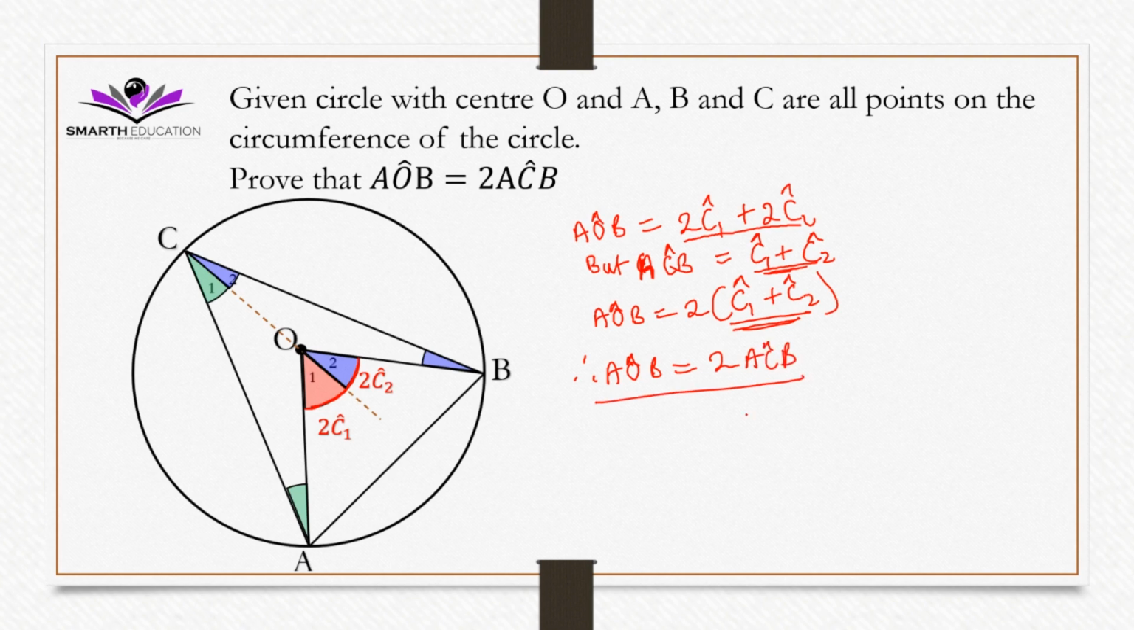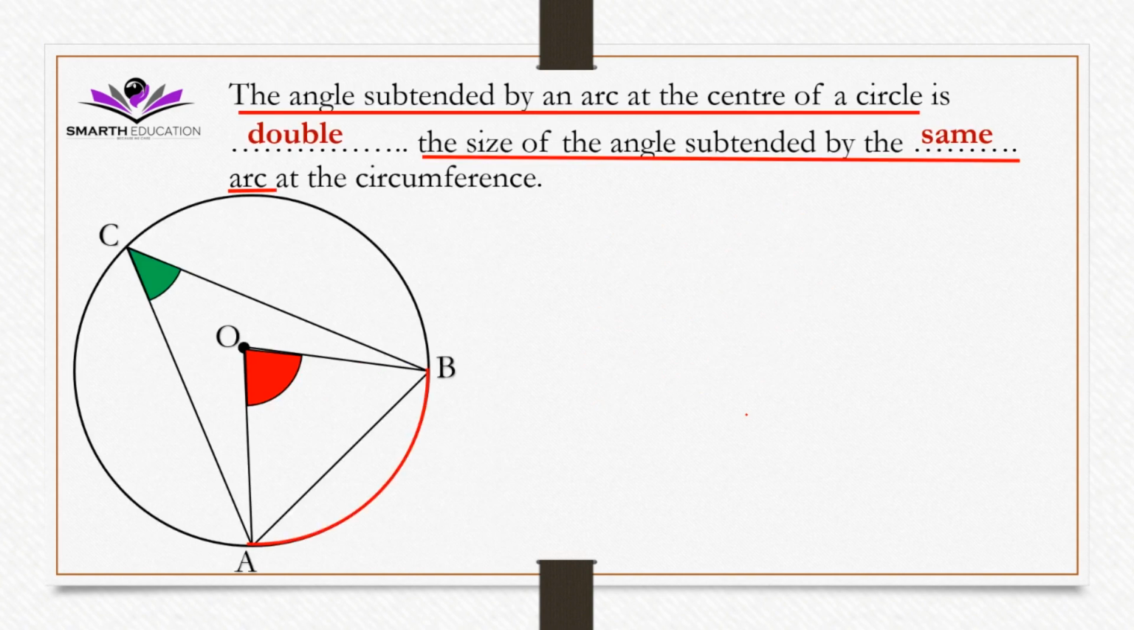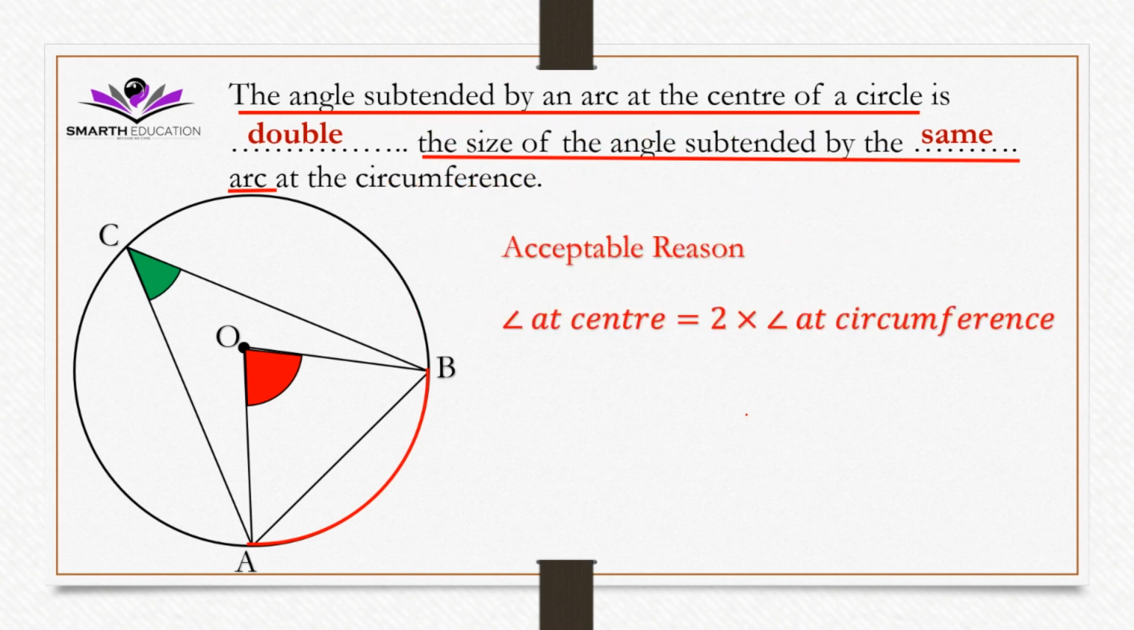So that's what it's supposed to do. Remember that we say the angle subtended by an arc at the center of a circle is double the size of the angle subtended by the same arc at the circumference. And the reason we write is, we say angle at center equals 2 times angle at circumference.